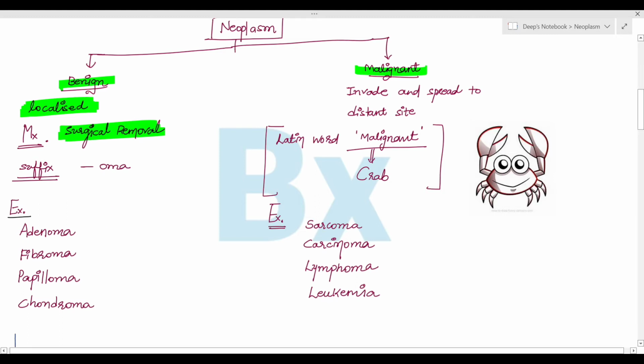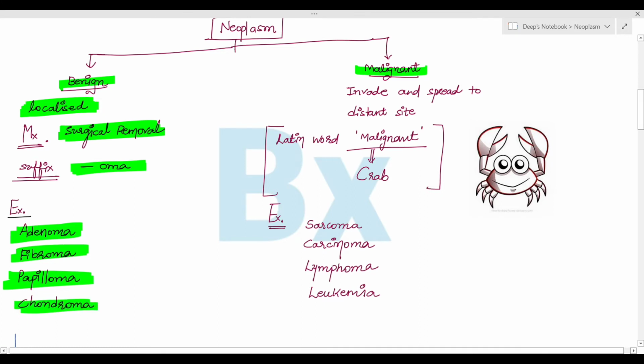Now nomenclature. In the benign, we will add the suffix oma for a benign tumor. For example, if it is a tumor of glands, then we'll call it an adenoma. If it is a tumor of fibrous tissue, then it is a fibroma. If a tumor grows like papillae, then we'll call it a papilloma. And if it is a benign tumor of cartilaginous tissue, then we'll call it a chondroma.